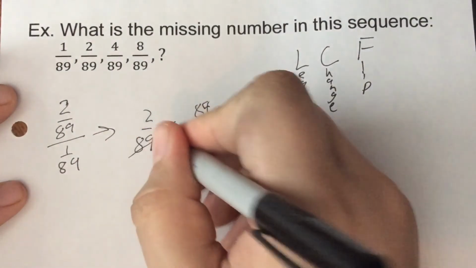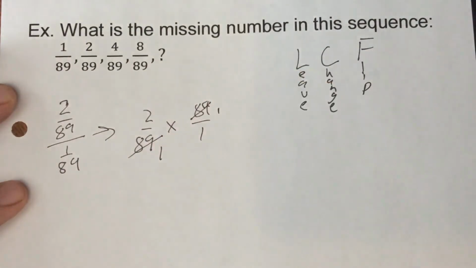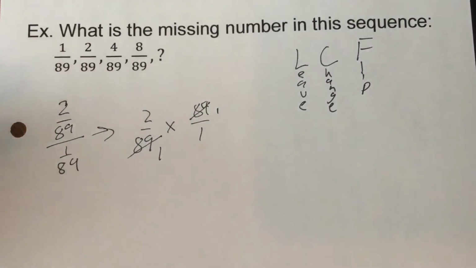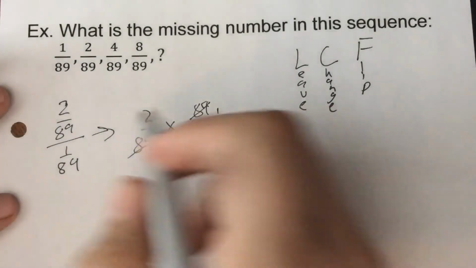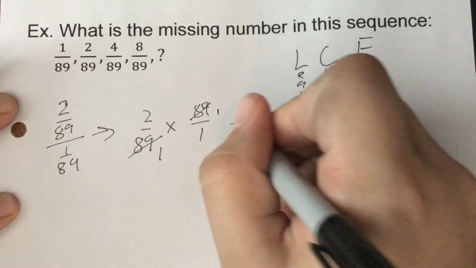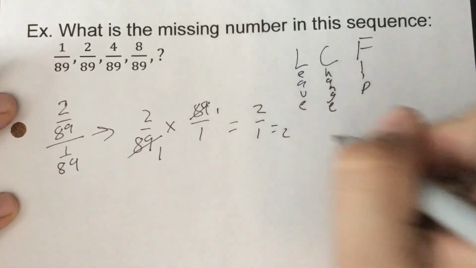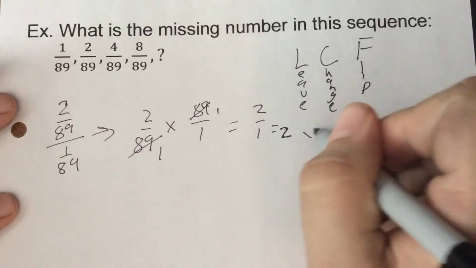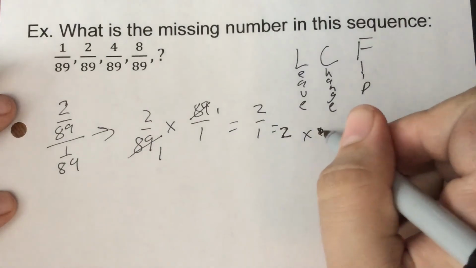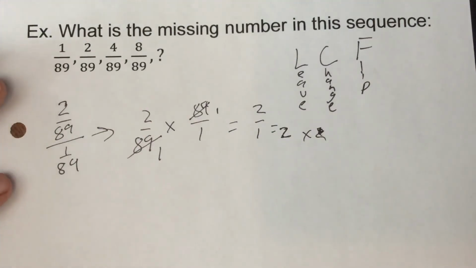Well, the simplest way is, let's get rid of these. If there's something on top and something on the bottom, you can cancel them out. You can reduce them down. And so really all this is going to do is then 2 times 1 is going to be 2 over 1, which is 2. So that's what we're going to multiply by each time, is by 2.